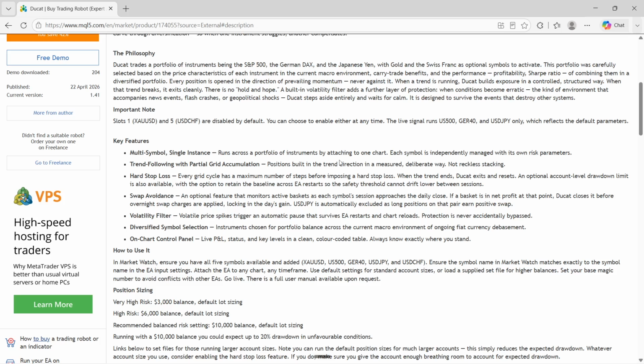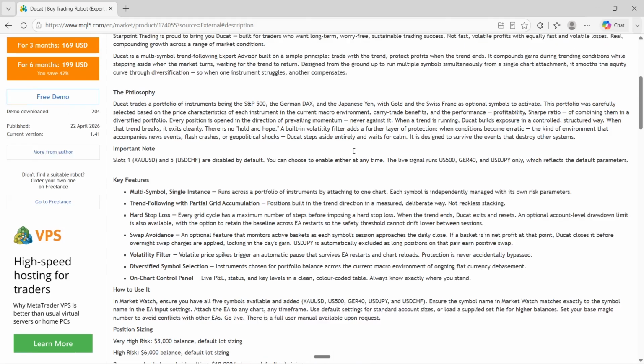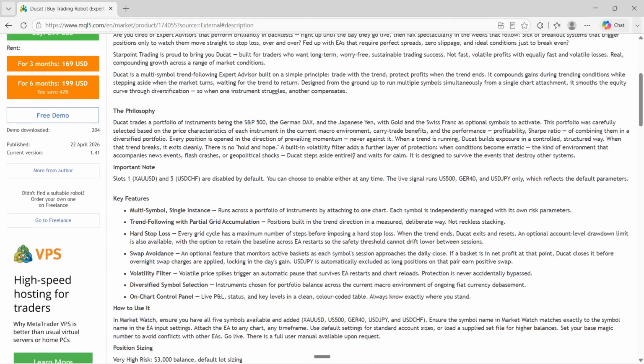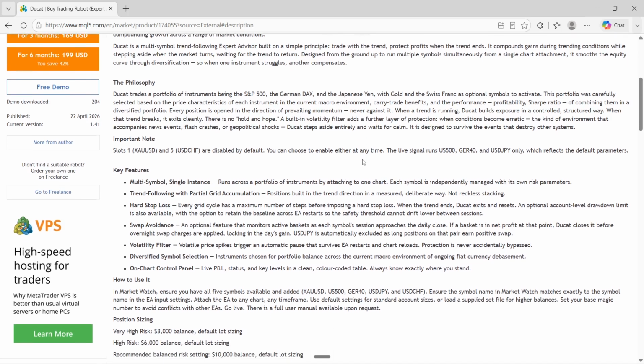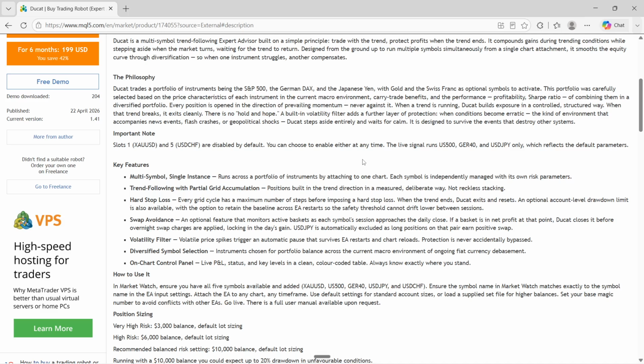Overall, the Ducat EA is a multi-symbol trend following system with partial grid accumulation, hard cycle stops, and a volatility filter, defaulting to US500, GER40, and USDJPY. My shared backtest results show steady growth with moderate equity drawdown and low history quality. Independent verification, conservative risk, and clear understanding of the accumulation logic are essential. Always trade with money you can afford to lose.